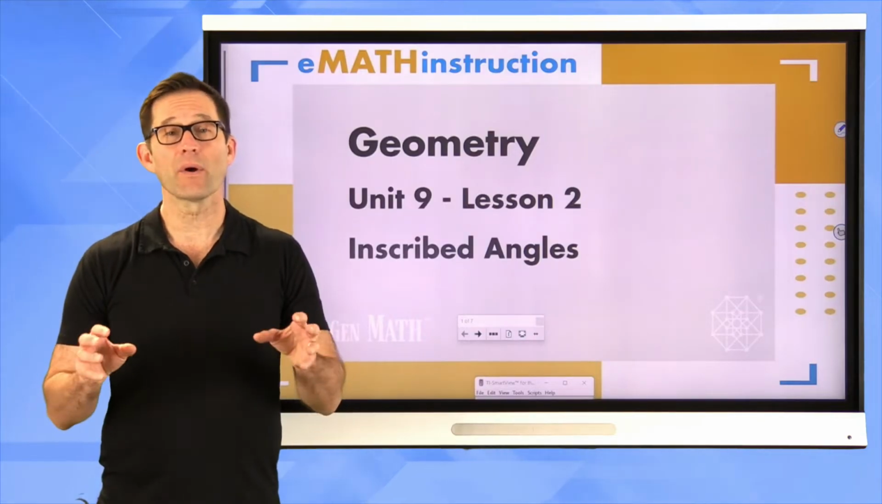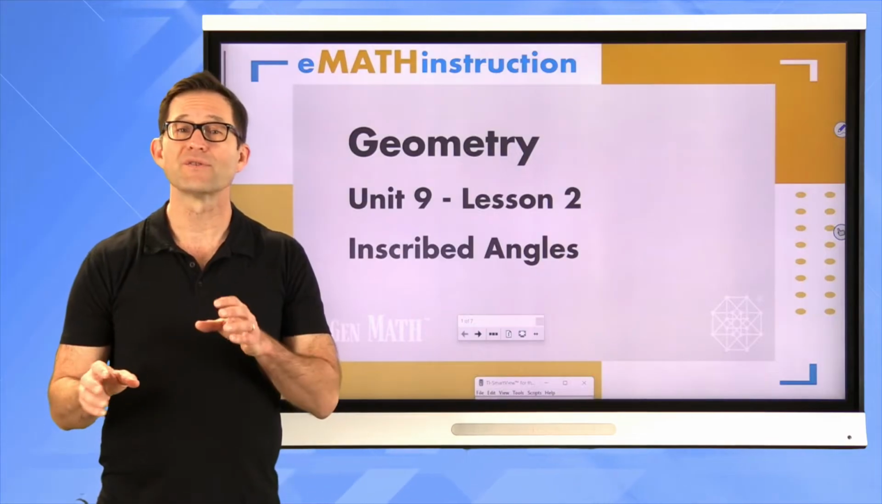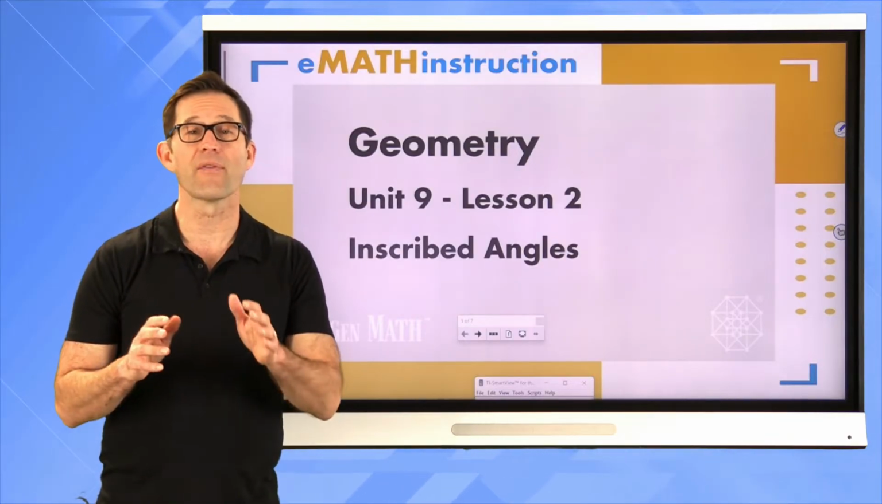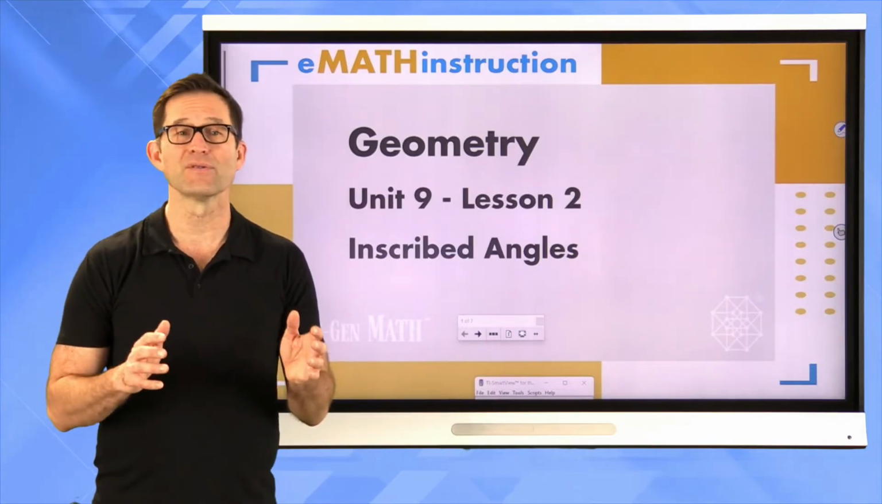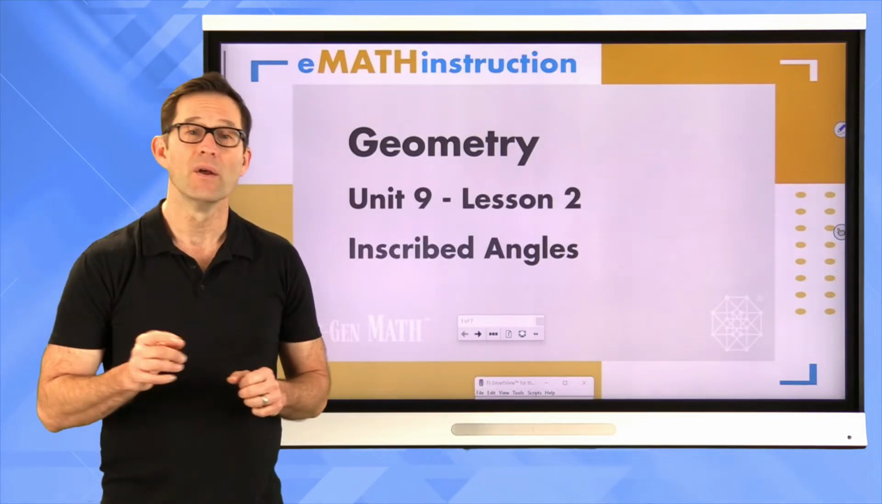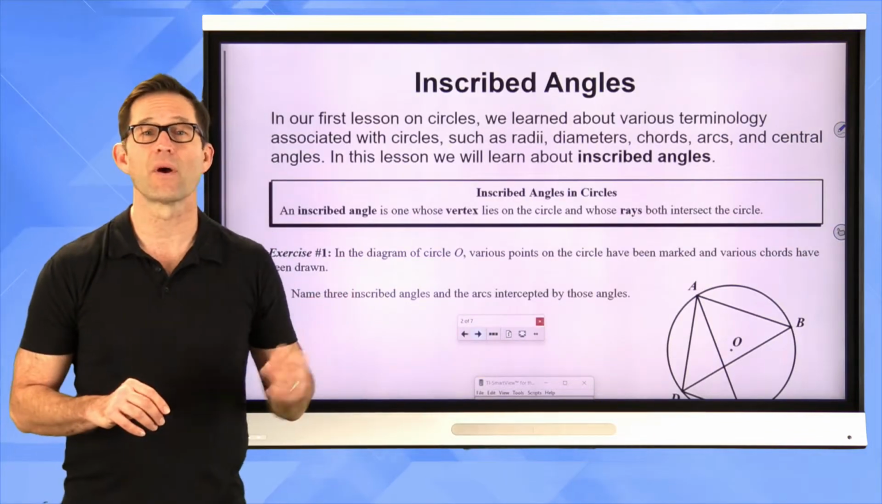Okay, so now we're going to start to get into the heart of this unit, right? We're going to start to see different types of angles and how they relate to arcs and chords and diameters and radii and things like that. So let's jump right into it and start talking about the topic of the day, inscribed angles.